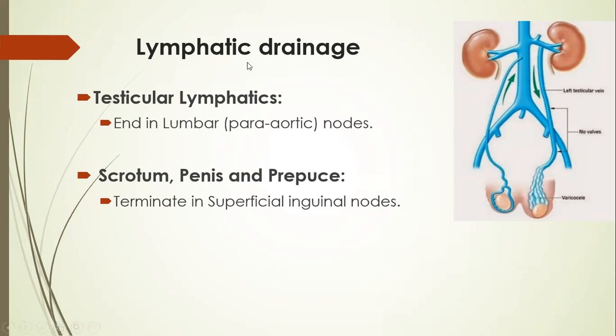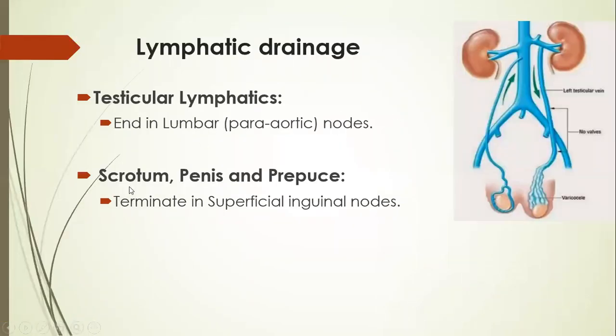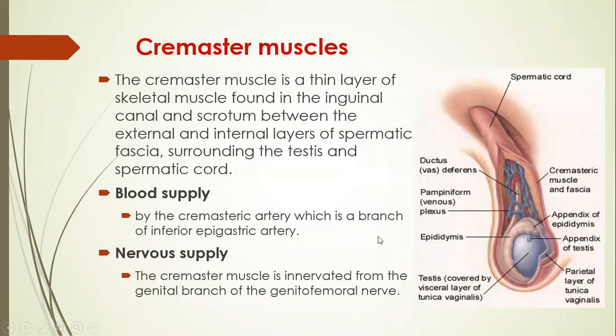Now coming to the lymphatic drainage, it drains into the testicular lymphatics and the lumbar para-aortic group of lymph nodes, where the artery is. Just beside that, there is a group of lymph nodes called the para-aortic group of lymph nodes. Scrotum, penis, and prepuce drain terminally into the superficial inguinal group. Even though the testis drains near the aorta, the scrotum, penis, and prepuce terminate in the superficial inguinal group. So this was about the testis. Now we'll go to some other structures.